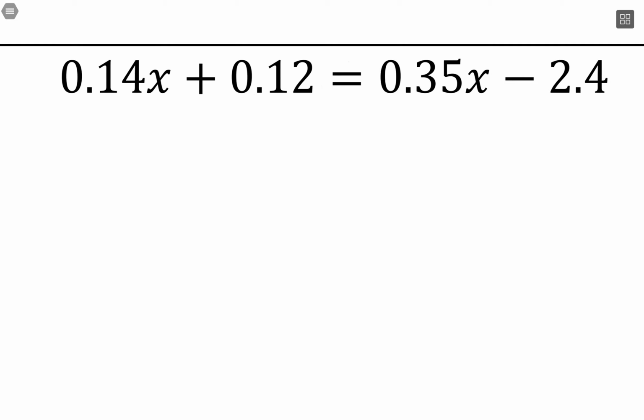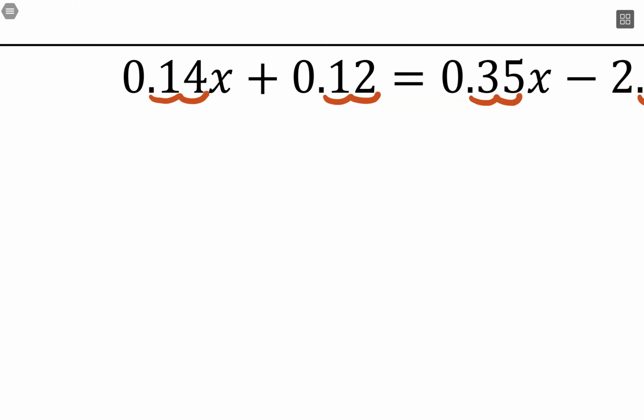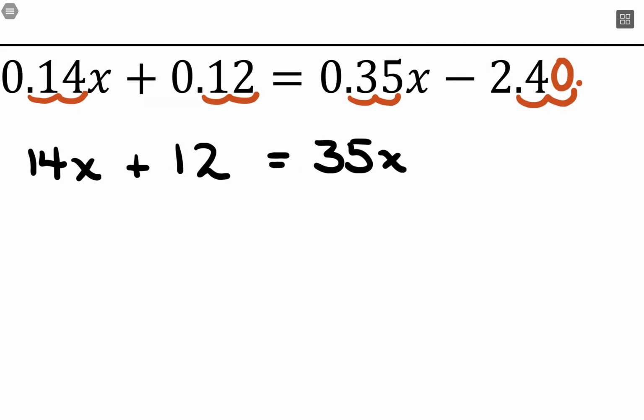So what I would do is I can see, while here we could just move one decimal place, the key is that the others need to move 2. So use the larger value. So if we need to move 2 here, then we'll move 2, 2, and 2, which would give us a 0 to kind of fill in the blank there. So moving by 2, that would make this 14x plus 12 equals 35x minus 240.